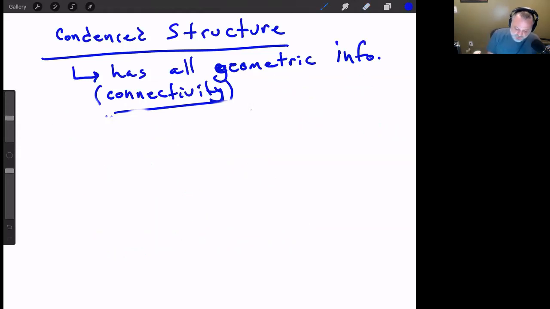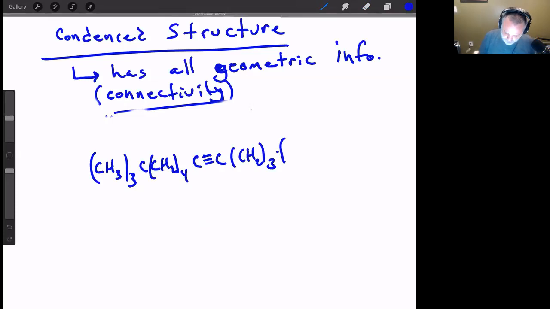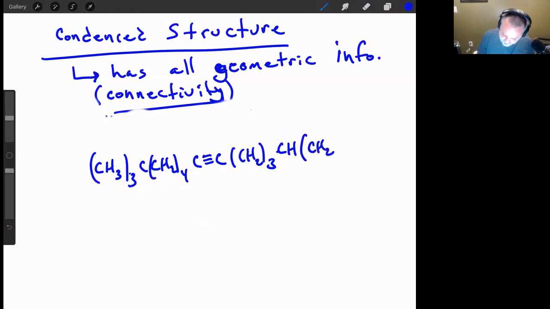So I could even go backwards, right? So I could say CH3, 3 of them, connected to a C, connected to a CH2, and then there would be 4 of them connected to a C with a triple bond to another C, connected to CH2 with 3 of them, and then I would have that connected to a CH with CH2, CH3, and 2 of those. All right, so what does this all mean then?